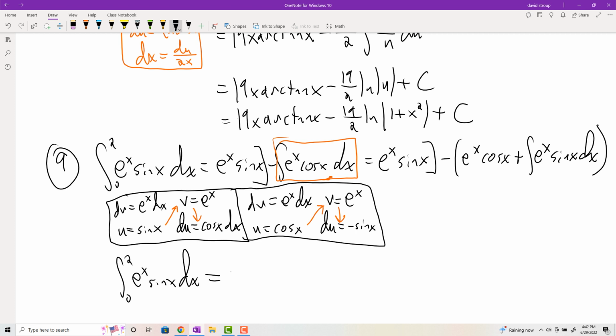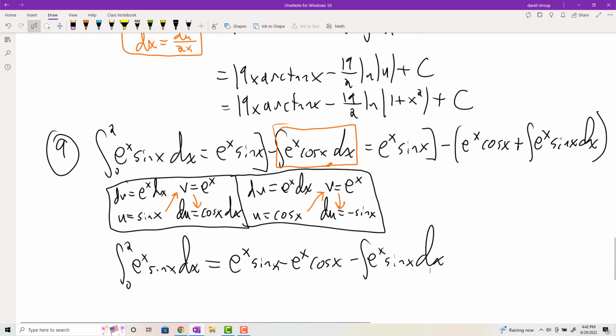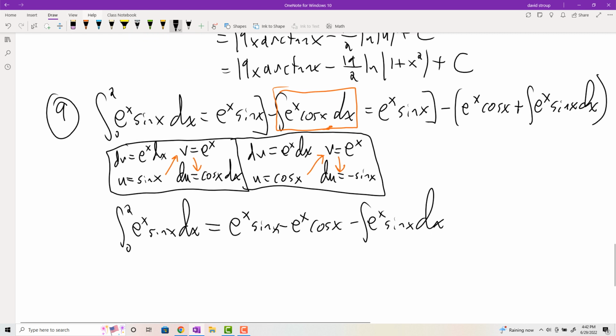And on the other side, then I have e to the x sine x minus e to the x cosine x minus this integral e to the x sine x dx. Okay, so what happened here, and this is why I call it the looper, we got back to where we started. So this I'll just take and call it I, and then the same thing for this. Okay, so the next step is to solve for I.